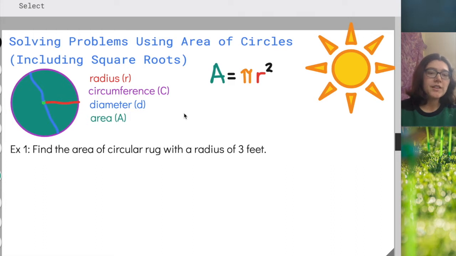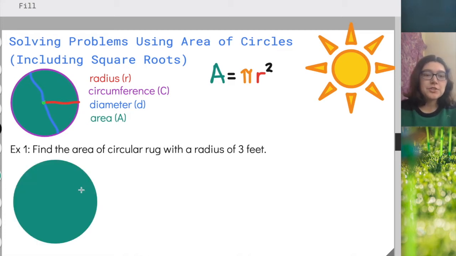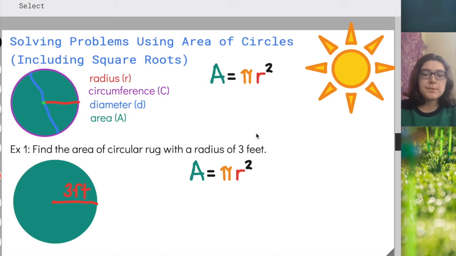Now let's use it. So question number 1 says, find the area of a circular rug with a radius of 3 feet. So let me draw that. We're told that the radius is 3 feet. That's all we're given, but that's all we need because we can just use our area formula. So again, the area formula says that the area of a circle is equal to pi times the radius squared, or as you might have heard it more often referred to in 6th grade, to the power of 2.